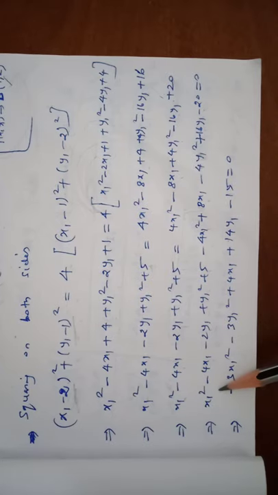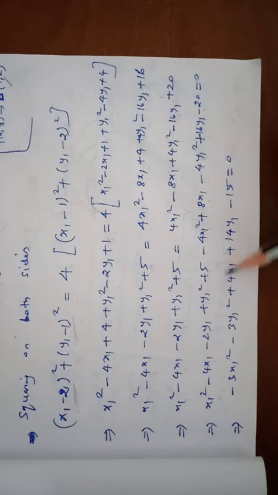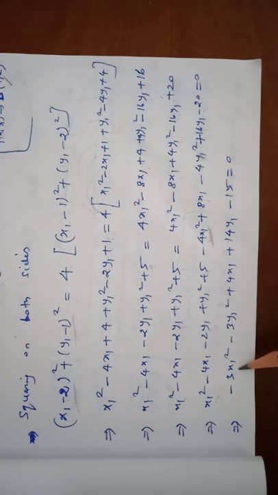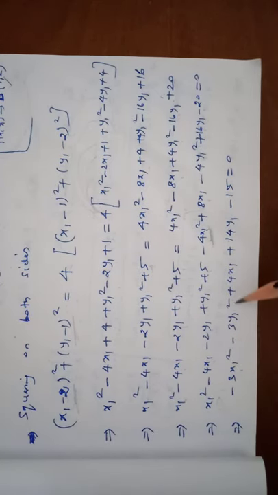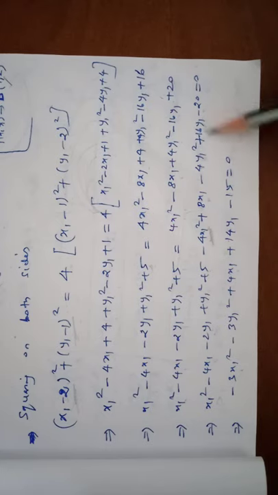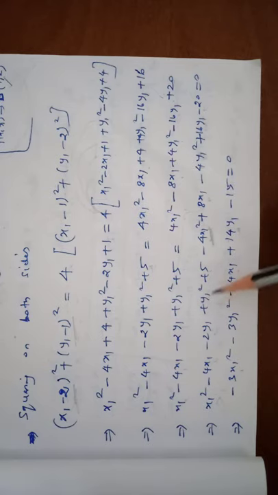So x1 square minus 4x1 square is minus 3x1 square, and minus 4x1 plus 8x1 is 4x1, and minus 2y1 plus 16y1 is 14y1, and y1 square minus 4y1 square is minus 3y1 square. The last one, 5 minus 20 is minus 15, equal to 0.